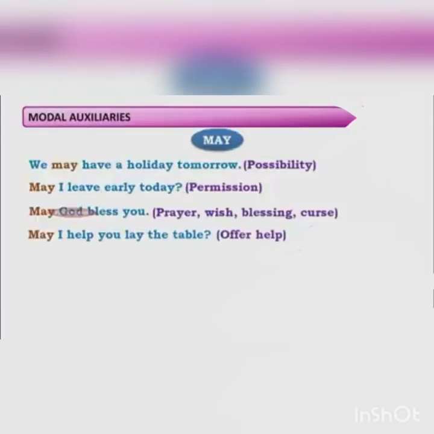We'll take the next modal auxiliary may. We may have a holiday tomorrow. As you saw earlier, it shows possibility. There may be a holiday tomorrow. It is possible. We have a holiday tomorrow. May I leave early today? Surely it is a permission.